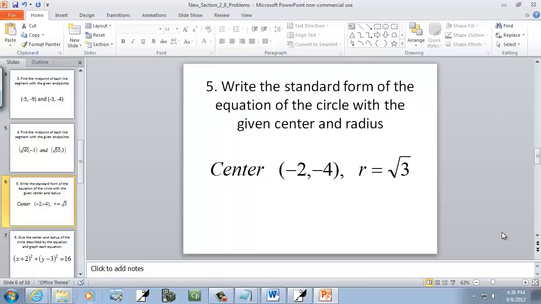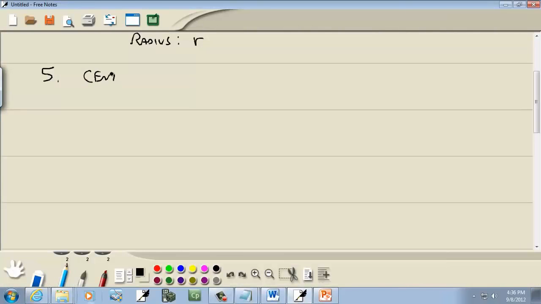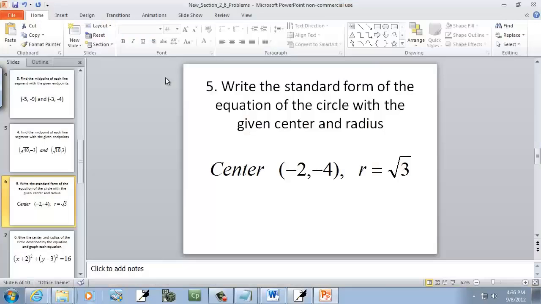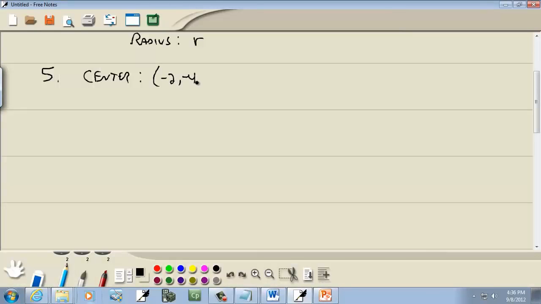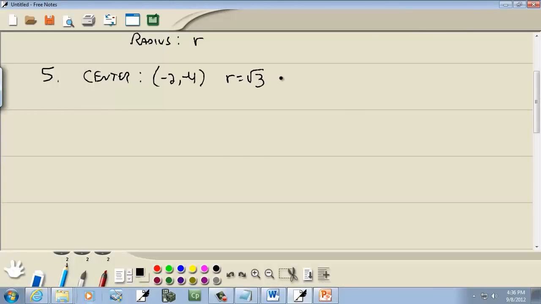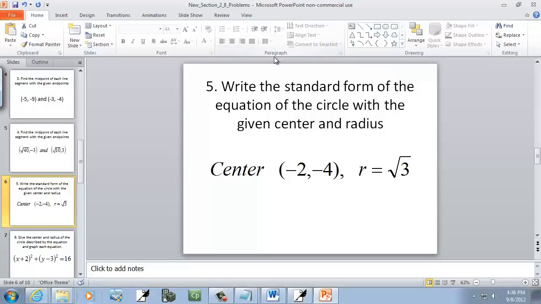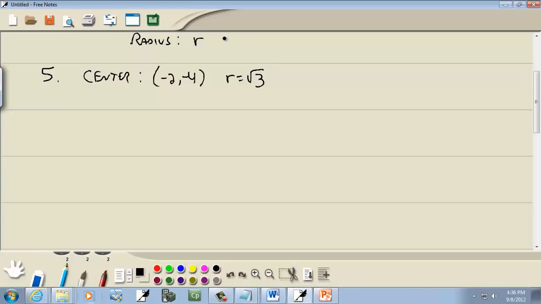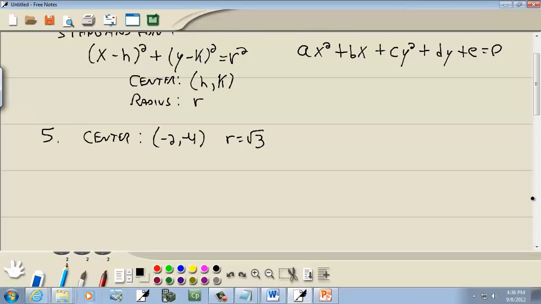Let's look at our first problem. Our center is (-2, -4), and the radius is square root of 3. The instructions say, write the standard form of the equation of the circle with a given center and radius. Well, they're giving us the center and they're giving us the radius, and from our formula, that would mean this is our h, so h is -2, and this is our k, so k is -4, and we got r. So we want to plug this into our standard form.